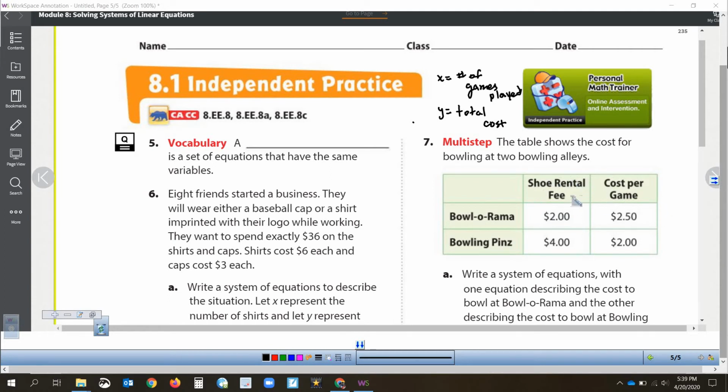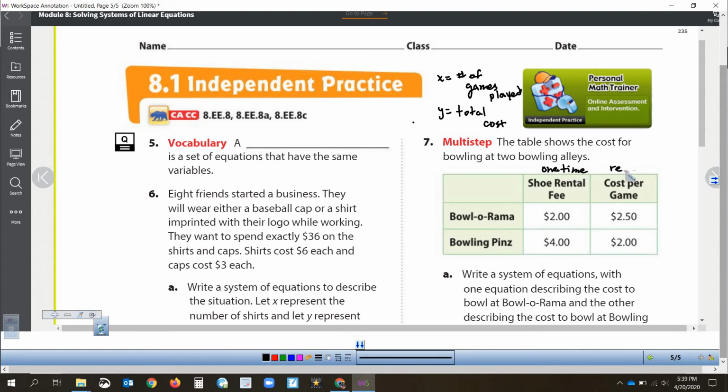We're assuming you're only going to rent shoes once. So when you go bowling, you don't rent shoes every game. You don't play a game and put the shoes back and then pay for the shoes again and play another game and then put the shoes back. No, you just rent the shoes once the entire time. So this is a one-time fee, right?